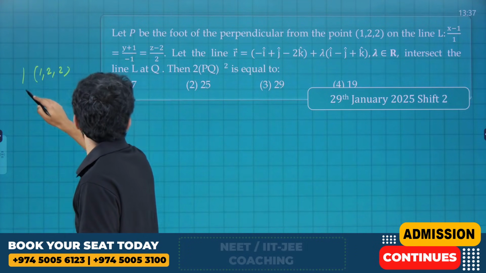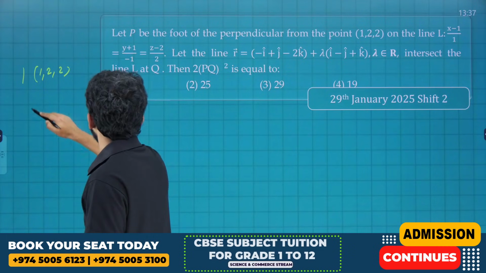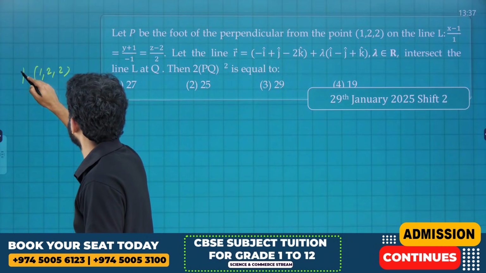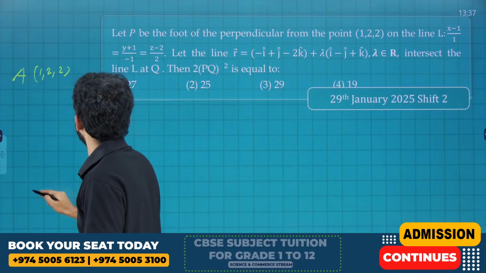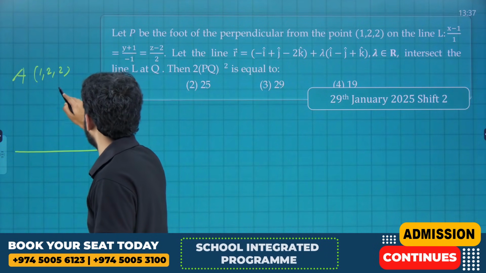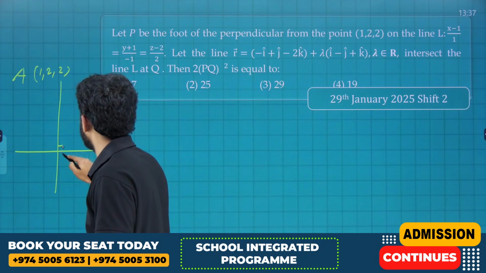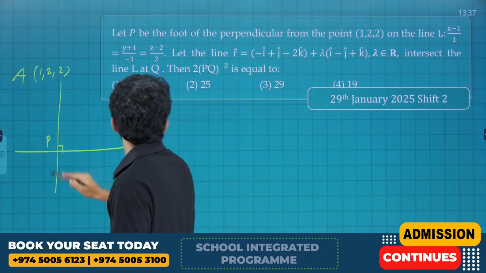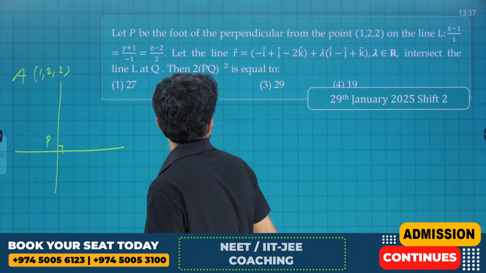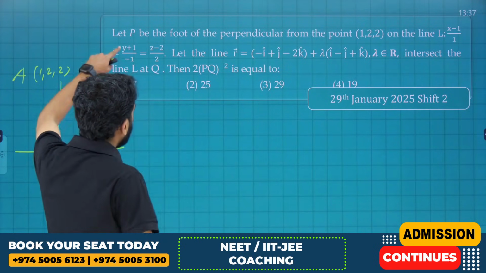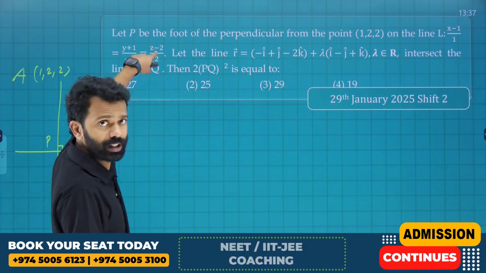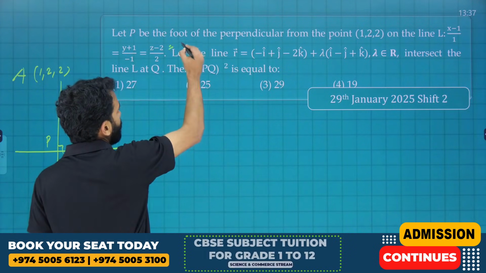Let P be the foot of the perpendicular from the point. Let's take it as A. A is (1, 2, 2), and from here a perpendicular is drawn towards the line, which we can take as P. The line (x minus 1) by 1 is equal to (y plus 1) by minus 1 is equal to (z minus 2) by 2. That can be taken as lambda.